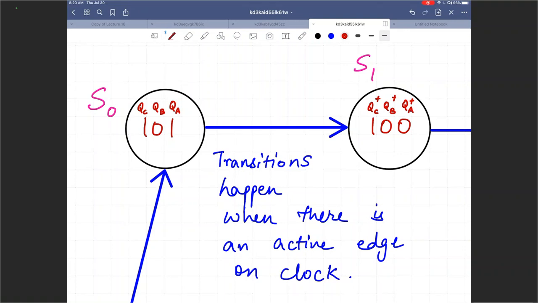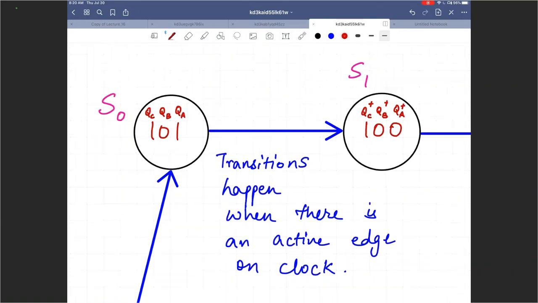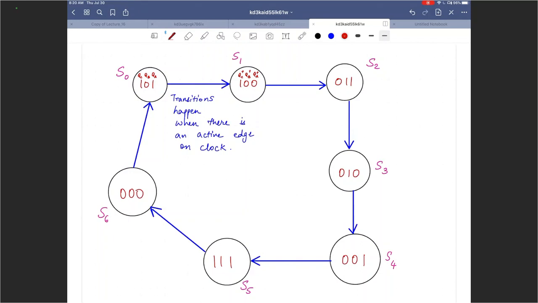So if I use numbers, it'll be easier to keep track of which one is least significant and which one is most significant, but it doesn't really matter as far as design is concerned. QC, QB, QA, and I'm using QA to be the least significant.